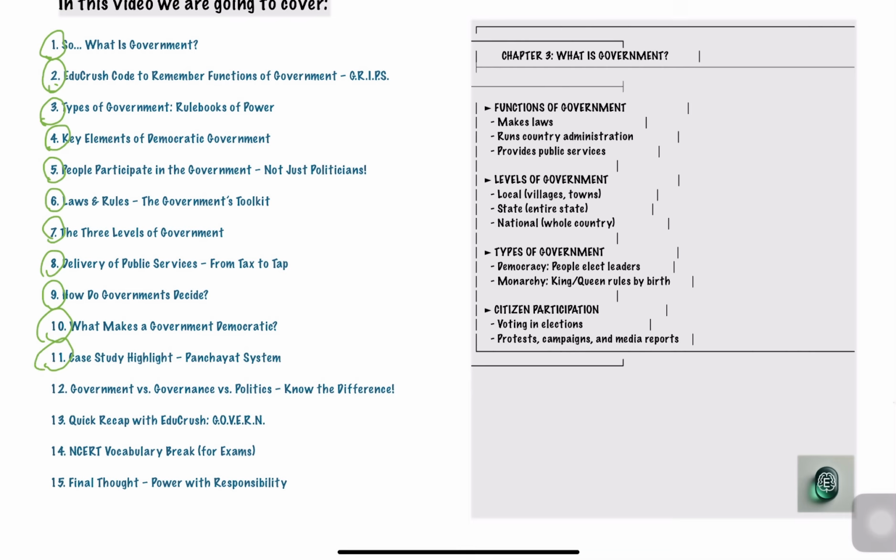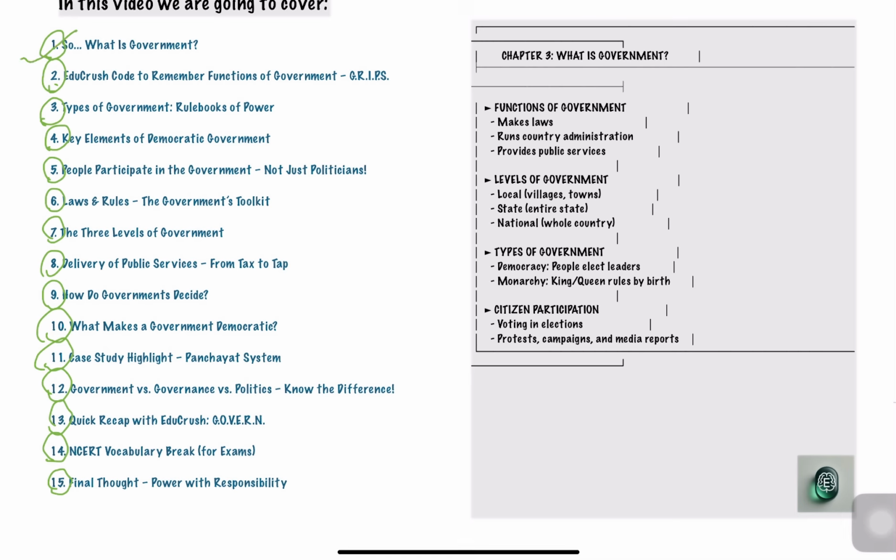11, case study highlight panchayat system. 12, government versus governance versus politics, know the difference. 13, quick recap with EduCrush. 14, NCERT vocabulary break for exams. 15th, we are gonna end with final thought, that is power with responsibility. So let's start with the first one.